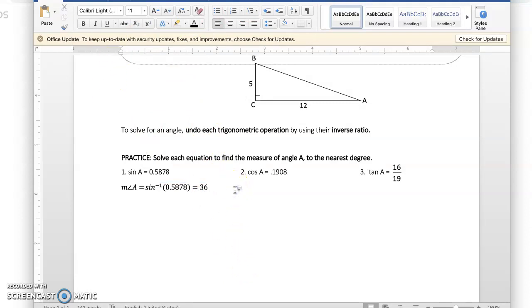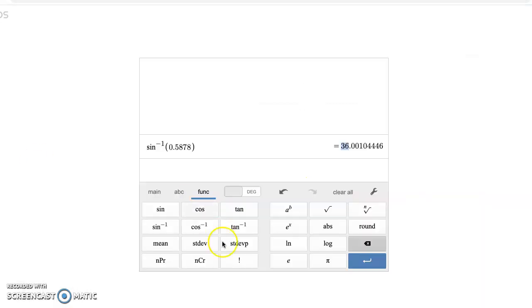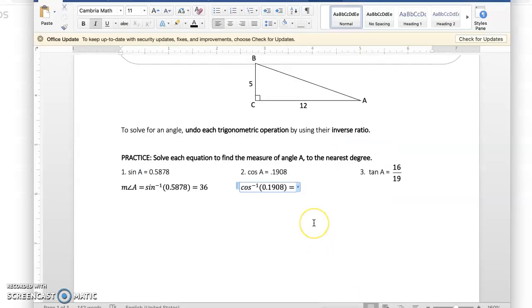Now in the next example, I'm going to be doing the exact same thing, except now instead of the inverse of sine, I'm using the inverse of cosine. So what I would type in is the inverse cosine of, what's our decimal, 0.1908, and I want to know what that angle measure would relate to. I go to my calculator and I hit the inverse cosine of 0.1908 and hit enter, and it's about 79 degrees.